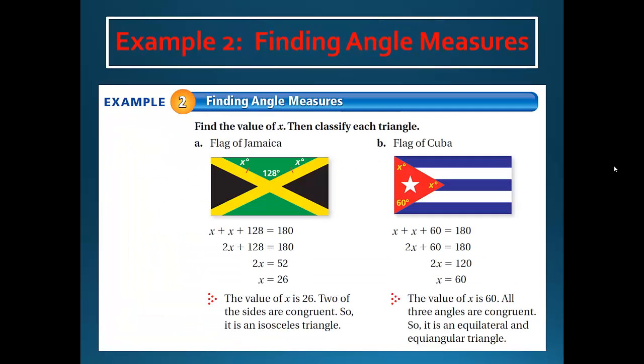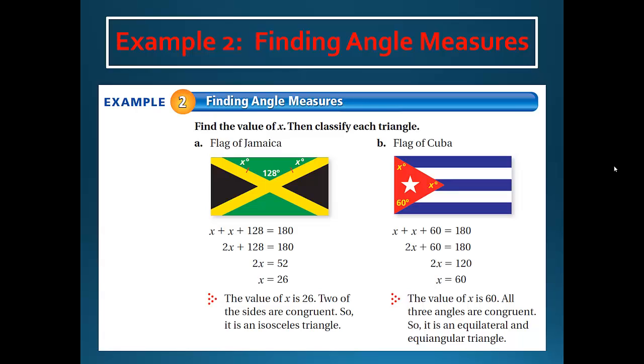For our second example, we're finding angle measures. Find the value of x, then classify each triangle. For A, we're going to add our 3 measurements. So we're going to have x plus x plus 128, and we'll set that equal to 180. Now we can solve our equation. X plus x is 2x, so we have 2x plus 128 equals 180. Now we're going to subtract 128 on each side. So we're going to get 2x equals 52, and now we can divide by 2, so x equals 26. The value of x is 26. 2 of the sides are congruent, so it's an isosceles triangle.